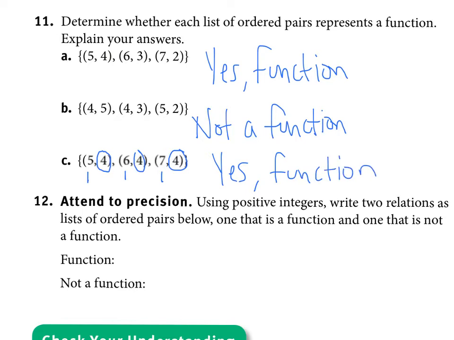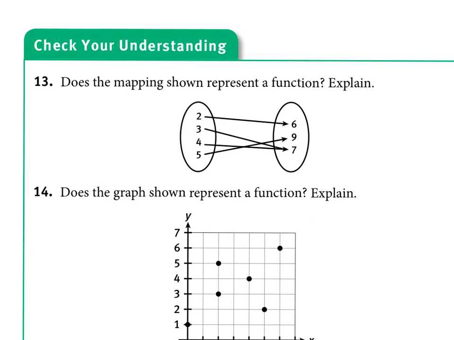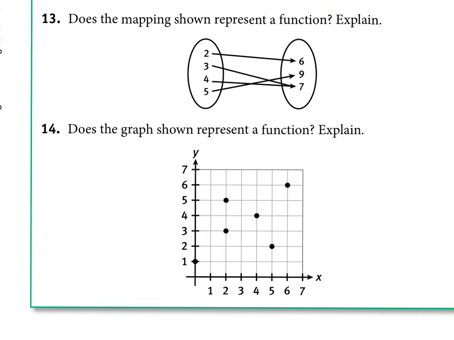All right, and the next one we're going to do is 13. We're going to actually do 13 and 14. So 13, does the mapping shown represent a function? Look at your inputs. Does every input only have one output?